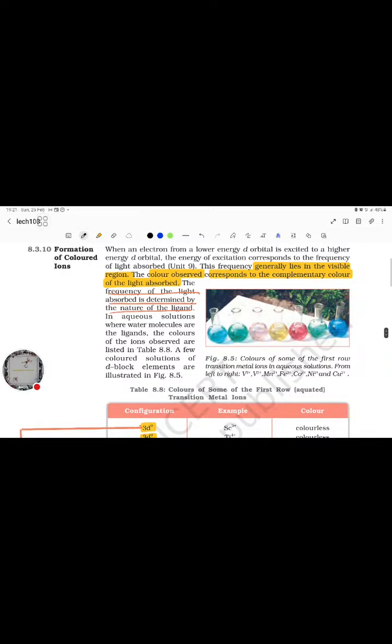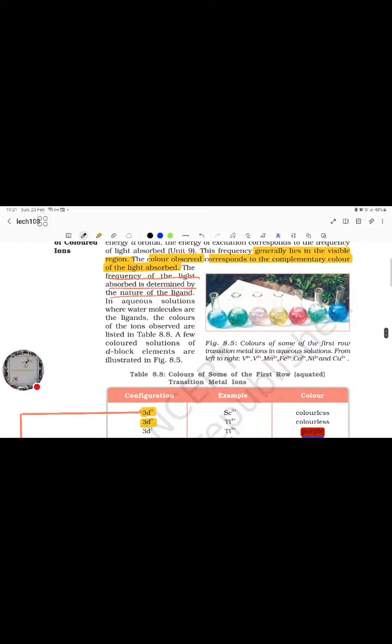Formation of colored ions. When an electron from a lower energy d orbital is excited to a higher energy d orbital, the energy of excitation corresponds to the frequency of light absorbed. That amount of energy will be absorbed and the electron gets excited to a certain level. This frequency generally lies in the visible region. The color observed corresponds to the complementary color of the light absorbed. The frequency of the light absorbed is determined by the nature of the ligand.